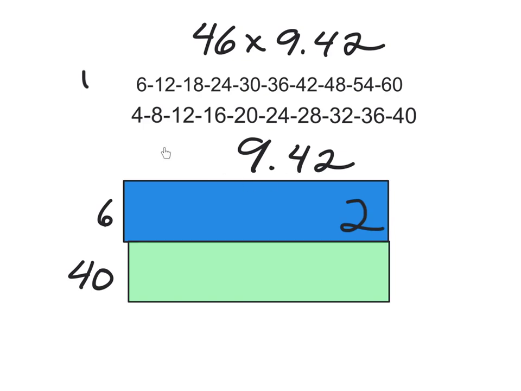6 times 4, 1, 2, 3. And 4 is going to give me 24. Plus this 1 here will give me 25. I'm going to drop the 5, carry the 2, and move along.